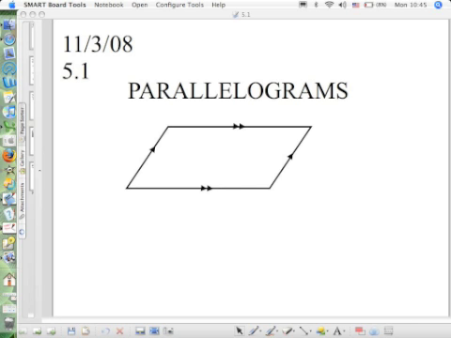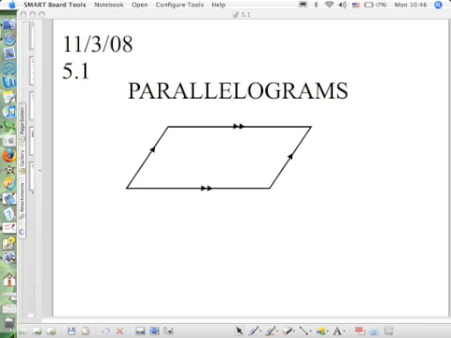Hold on. A quadrilateral with both pairs of opposite sides parallel to each other. Yes, Will. Sure. Parallel with what? With each other.